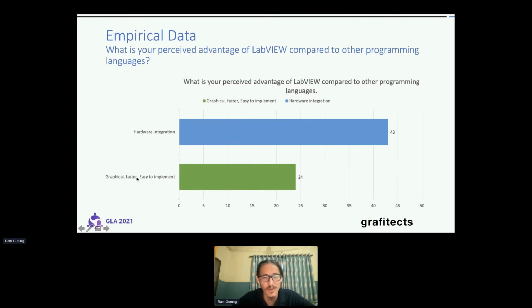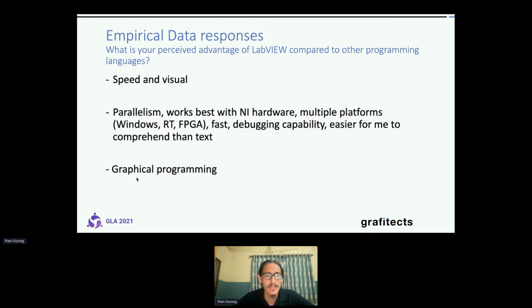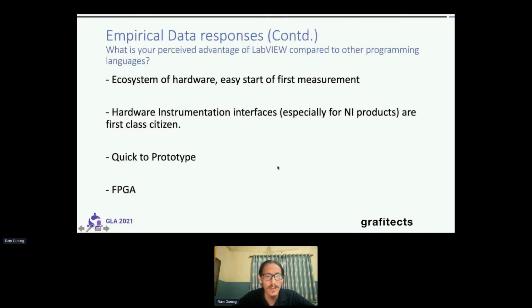So again, this is the beauty of having open-ended survey questions. But if you have a large number of responses, then it's nearly impossible to do the quantitative analysis also. There are certain drawbacks. Now, these are some of the empirical data responses in terms of perceived advantage: speed and visual, which everybody knows about, and parallelism, hardware, which we have already discussed, and graphical programming. Sweet. And more responses, we got a lot of unique responses here. That's why I'm showing it here.